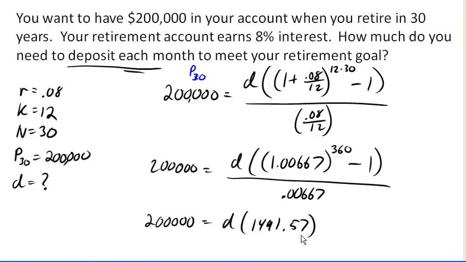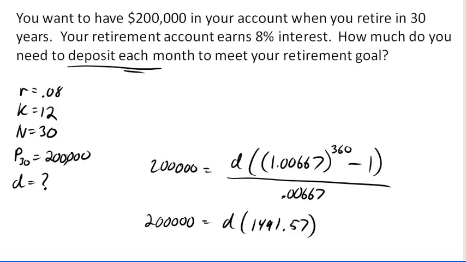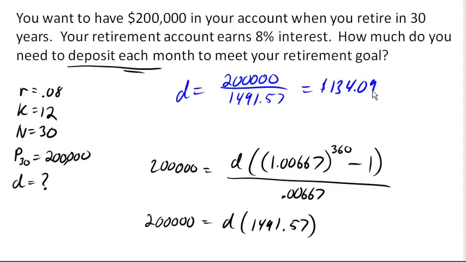Okay, and so now I only have one step left to solve. I just need to divide. So D, after dividing, will be 200,000 divided by 1491.57. And I could go back to my calculator and figure out that that's $134.09. And again, that's approximate. We did round a bit, but that's probably going to be within $1 of the correct monthly amount.